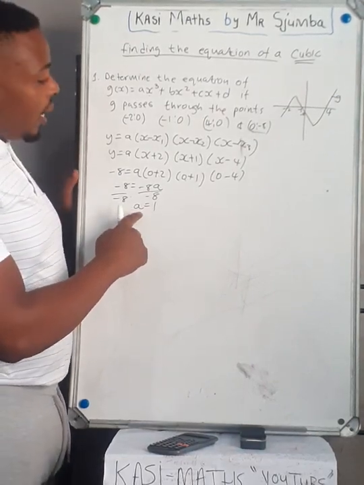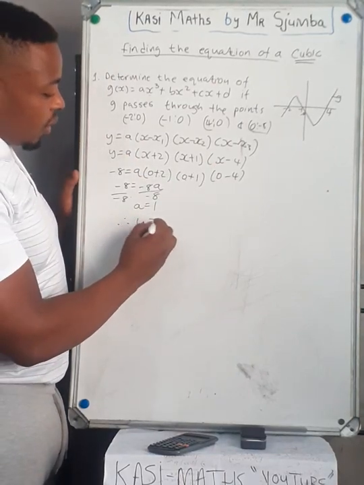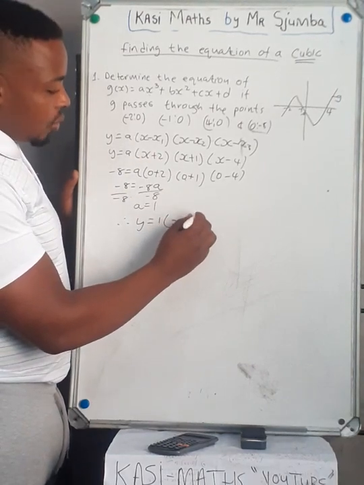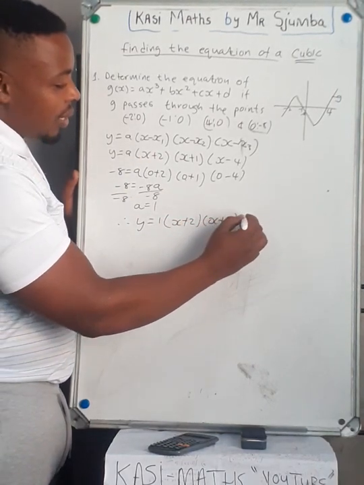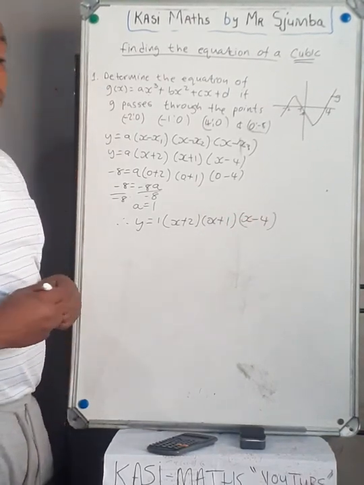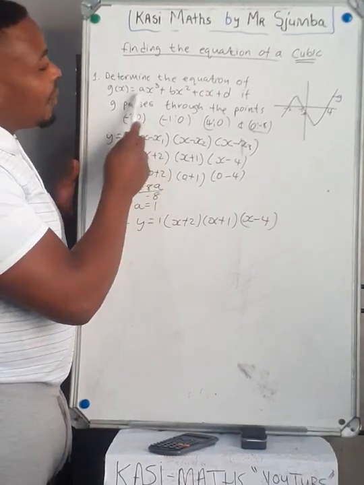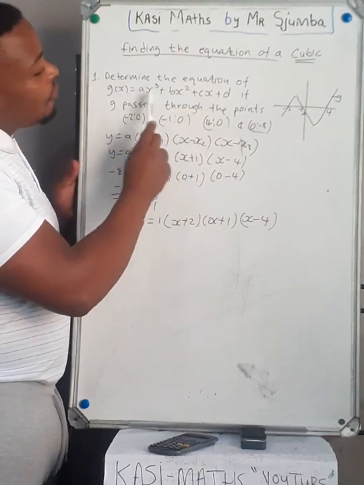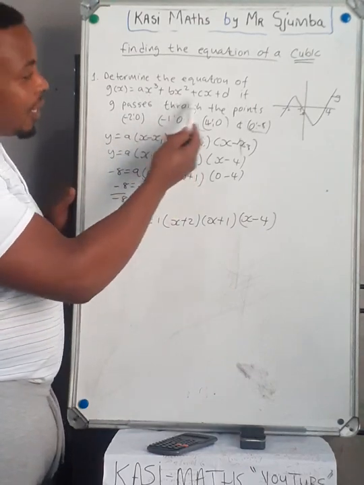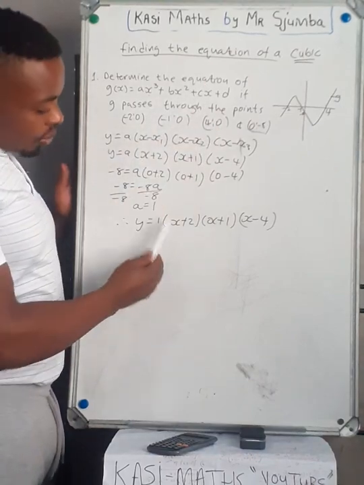So we have found a, and we put it back in, because our equation will be complete. Therefore our equation is y equals 1 into x plus 2, x plus 1, x minus 4. So our equation is complete. But they may say we should determine the equation of g in the form ax cubed plus bx squared plus cx plus d. So what must we do?